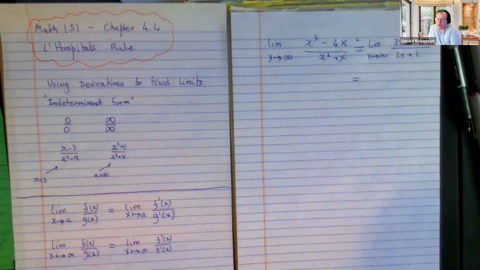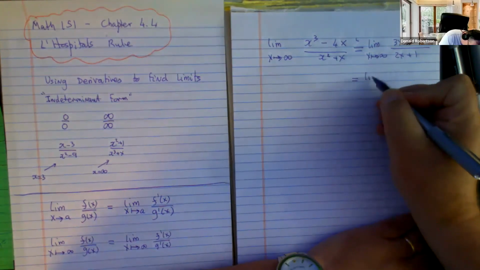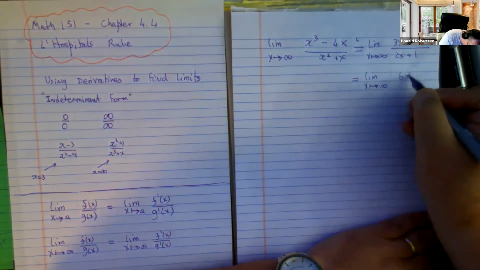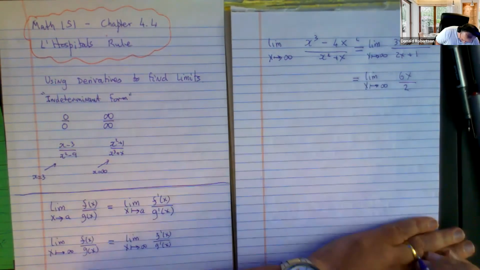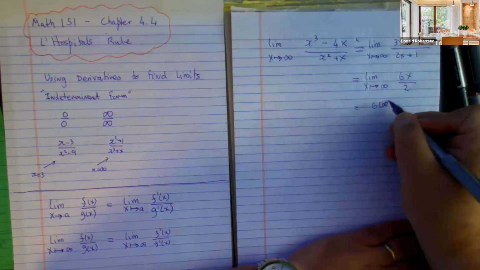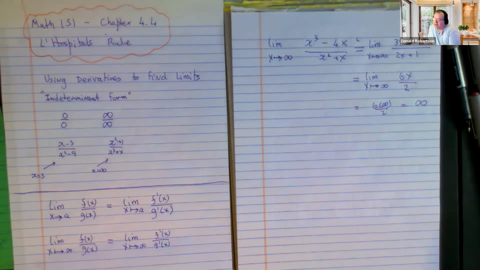What do you think you do if you're using L'Hospital and you do it once and the answer's still not solvable? What do you think you can do to get around that? Do it again. You just do it again. So the limit as x tends to infinity of 6x over 2, which is basically 6 lots of infinity over 2. Would you agree that this answer is infinite?